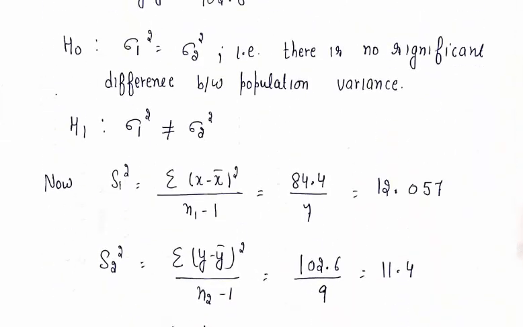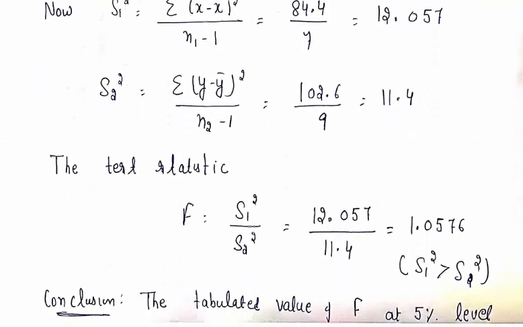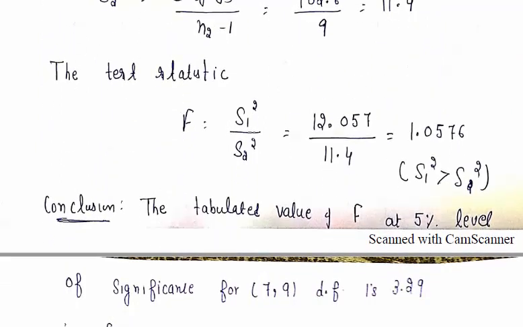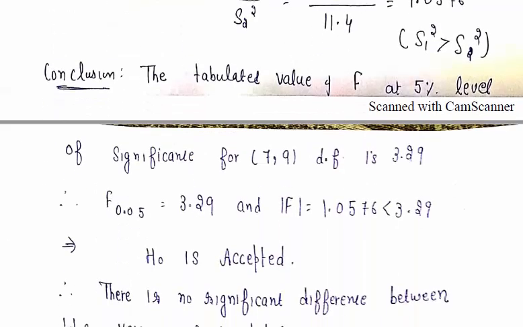So to apply the F test, first we set up the null hypothesis, then we find S1 square and S2 square, then we find the F statistic, and our last step is the conclusion.